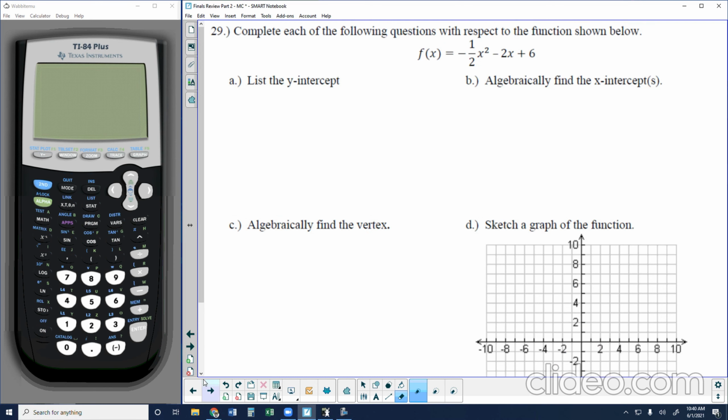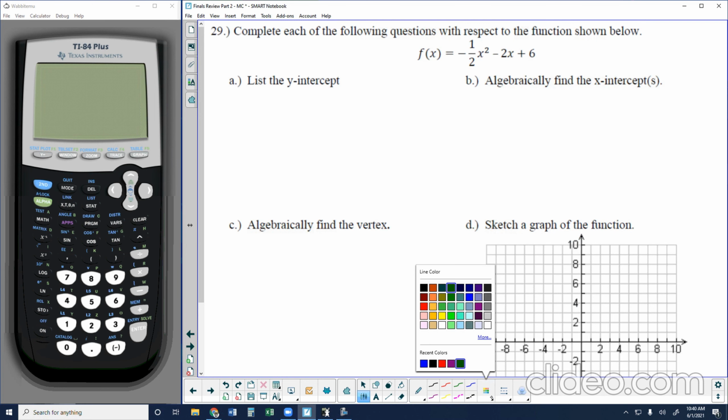Let's take a look at one more example here, problem 29. In problem 29, it says complete each of the following questions with respect to the function shown below. So f of x in this example is a quadratic function. Now we're going to have some graphing components to this, but also some algebraic components.